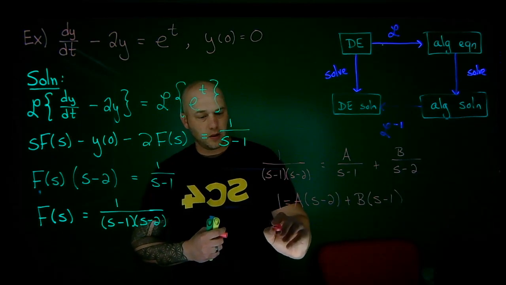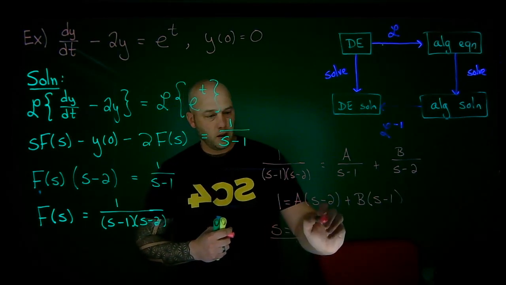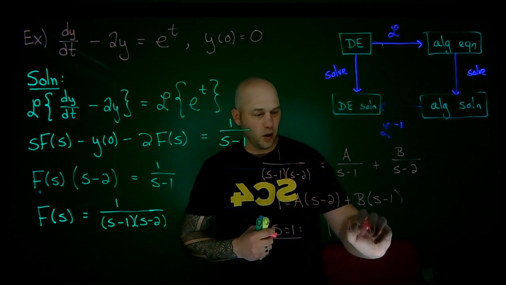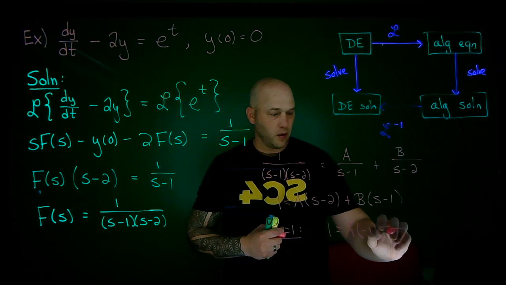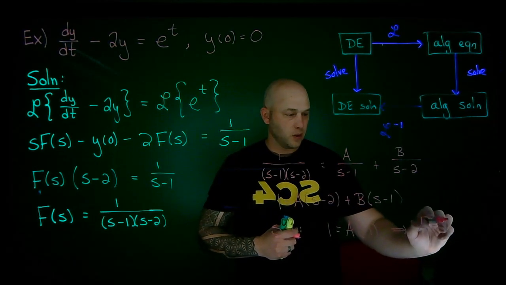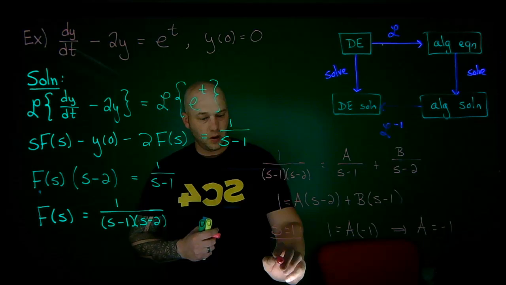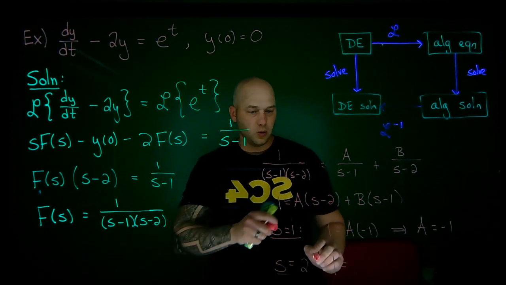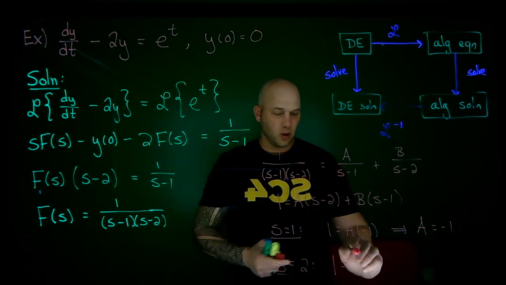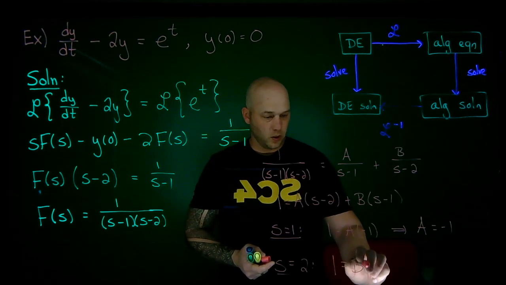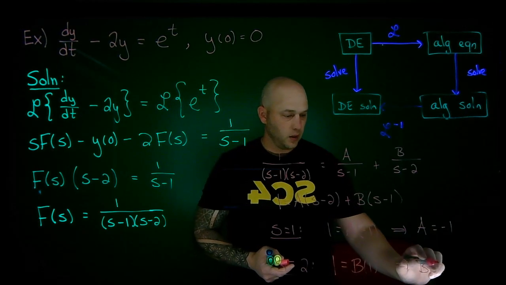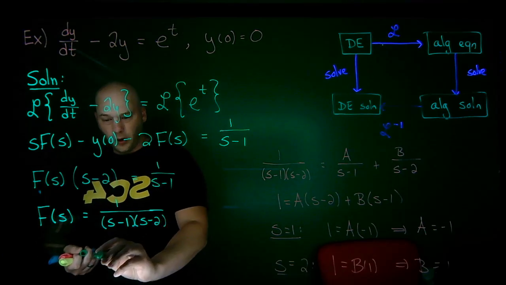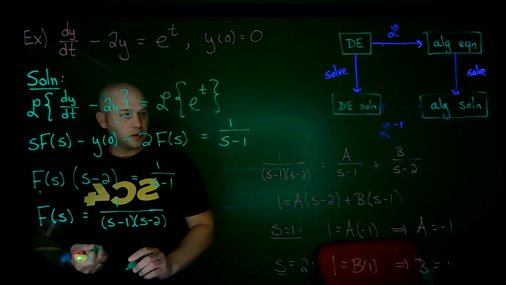If I say s is equal to 1, then I get 1 is equal to a times, well, 1 minus 2 is negative 1, and 1 minus 1 is 0. Therefore, the value of a is negative 1. And then if I choose the other convenient value of 2, I get 1 is equal to, well, of course, the a term now is 0. The b term is going to be b times 2 minus 1, which is 1, and therefore the value of b is 1.